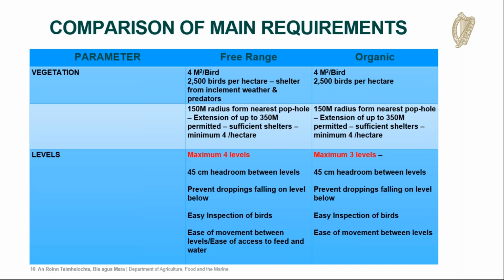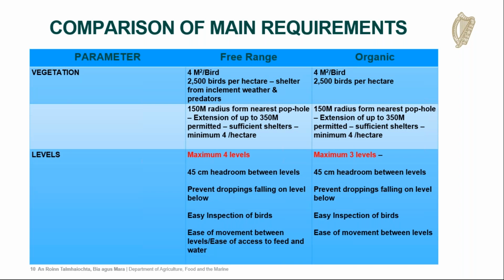Vegetation, 4 metres squared per bird on free range and organic. So that allows in both scenarios 2,500 birds per hectare. Again, similar for both farming methods. You'll probably know that in terms of Bord Bia requirements, some of these parameters are different, and the free range area would be one of those.